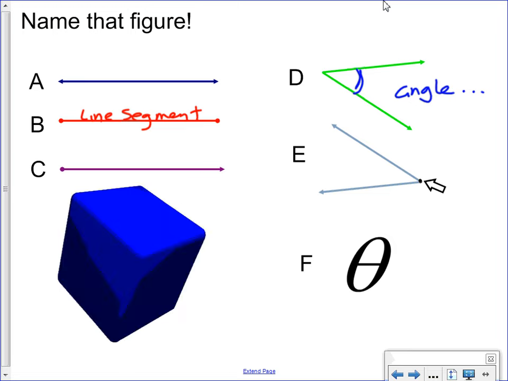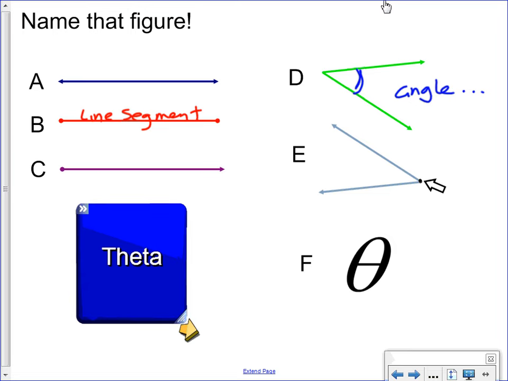Okay, here we go. Which one is theta? F. Repeat after me. Theta. Theta represents the angle, right? So this is theta. Usually our angle we call theta. That way you don't have to say angle A, B, C. No, you say angle theta.